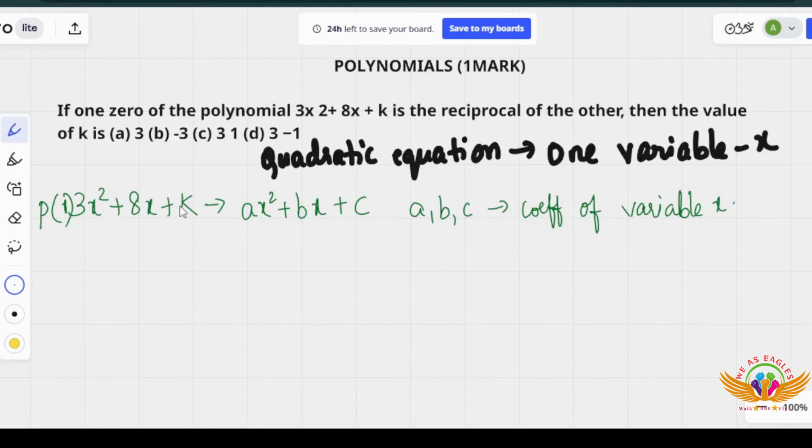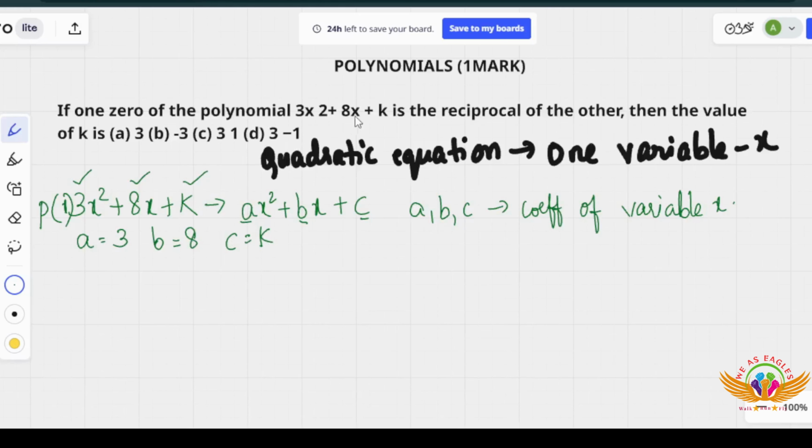Now, what is the a value, what is the b value, what is the c value from this quadratic equation? Let us write down. The a value is 3, the b value is 8, and the c value is k. So a equal to 3, b equal to 8, c equal to k. This is our quadratic equation done.